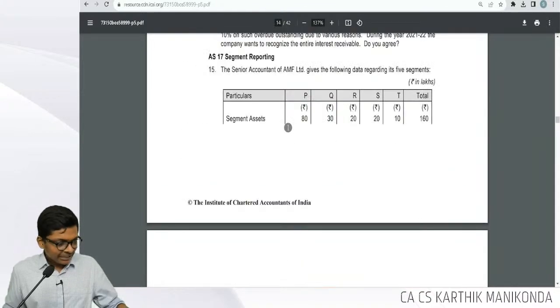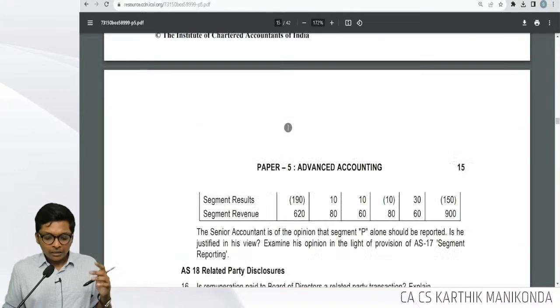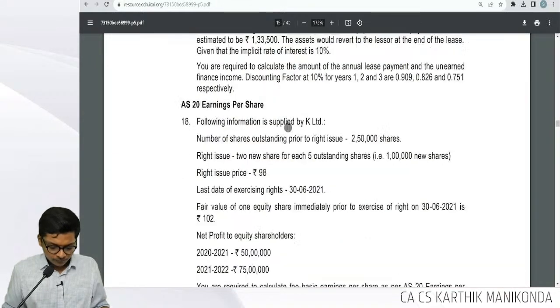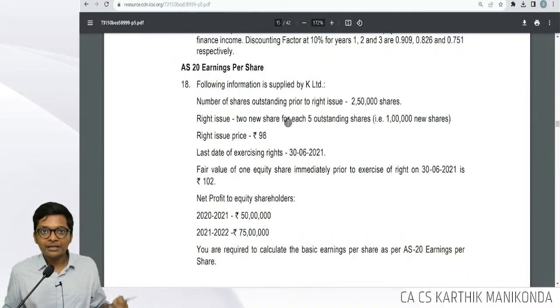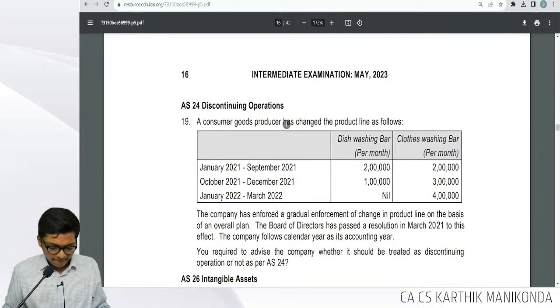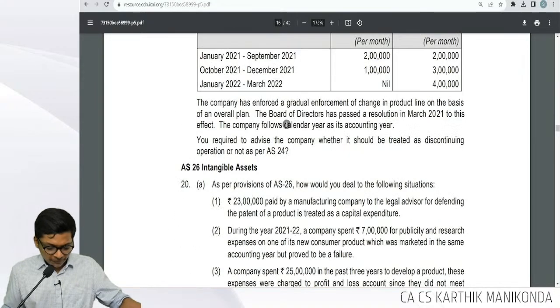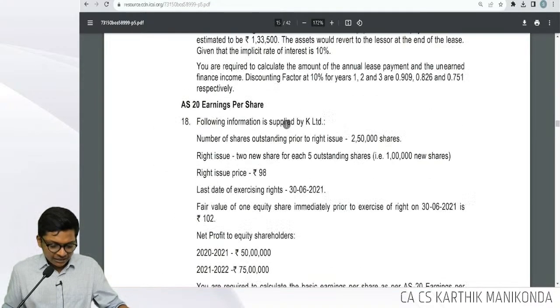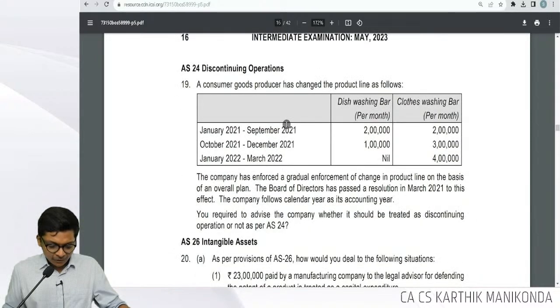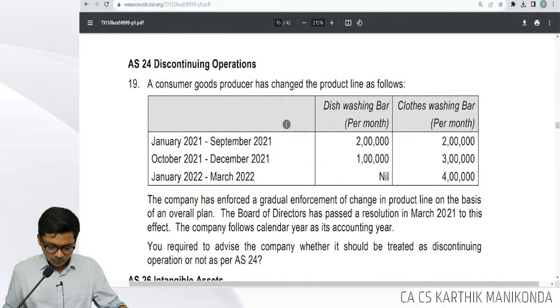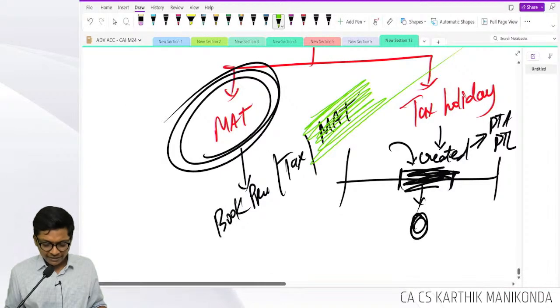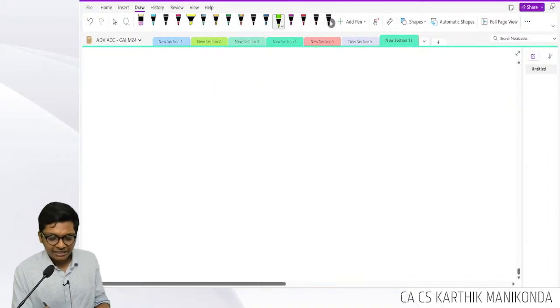Look at this. Again segment reporting is done. Again rights issue came. Important. Market. Discontinuing operations, let me do. They have not given an AS 22 question here. Let me do discontinuing operation. Important for our exam. Now follow, guys.